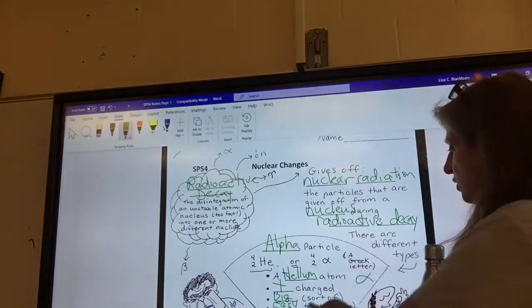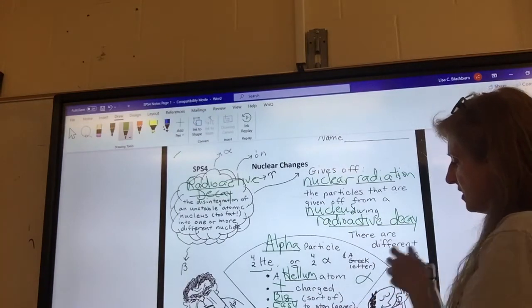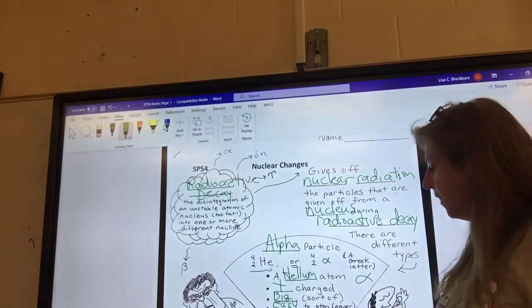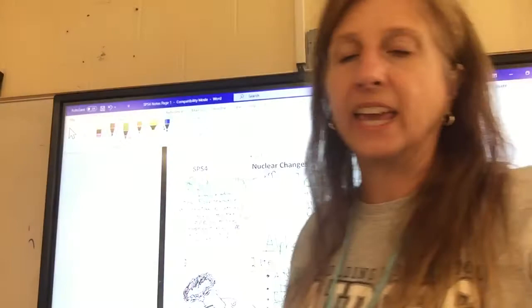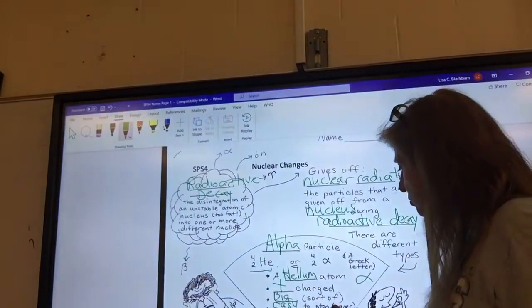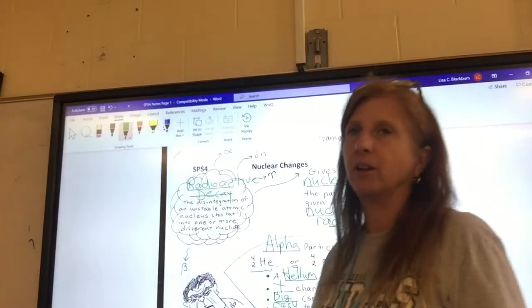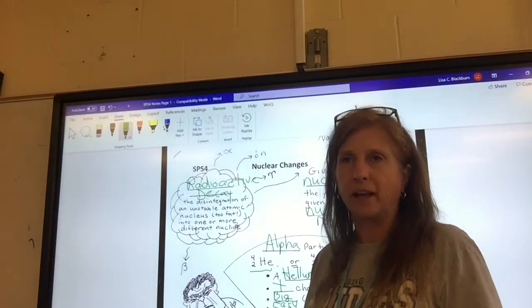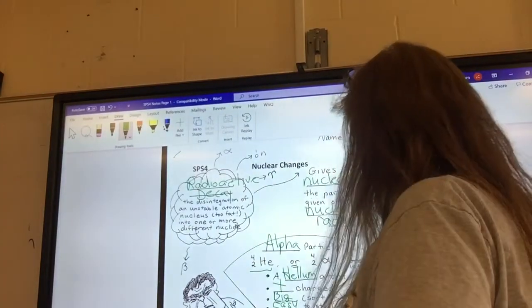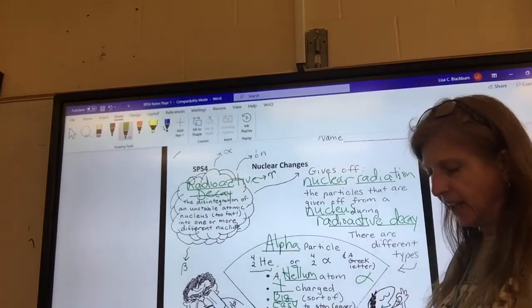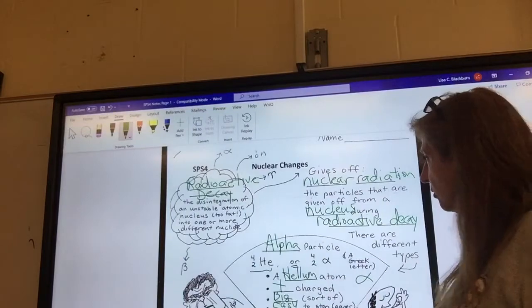That's the atomic mass. Change. It changes the atomic mass. That when you have alpha decay, the atomic mass of the original atom will change. It changes, I guess I should say. Better grammar. You don't say change atomic mass. You say changes atomic mass. Okay, so that is our alpha particle.